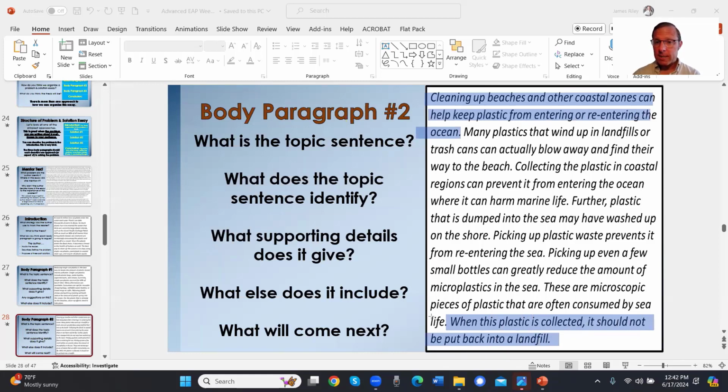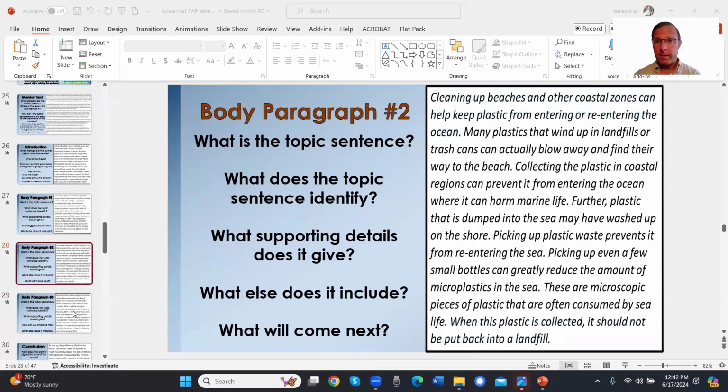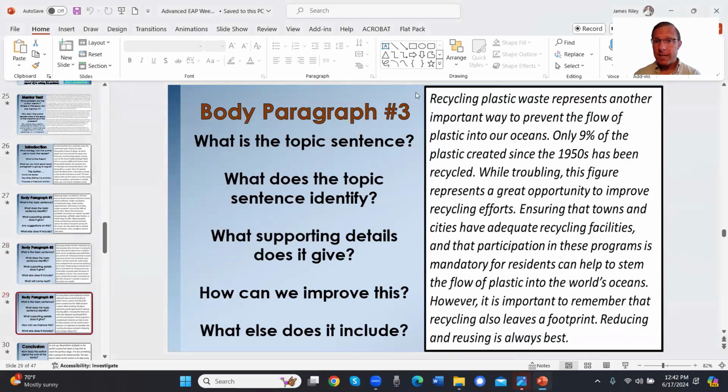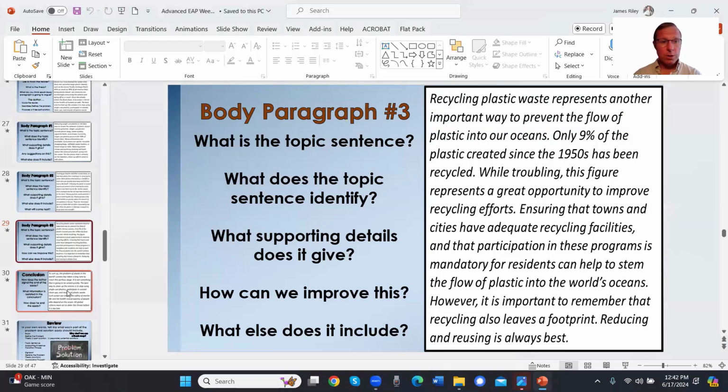When this plastic is collected, it should not be put back into the landfill. So what do you think they're going to talk about? Recycling. That's our third body paragraph and our third aspect of that solution. Again, we've got a topic sentence and great supporting details. We don't have a transition to the next body paragraph because this is our final body paragraph. We go to our conclusion.